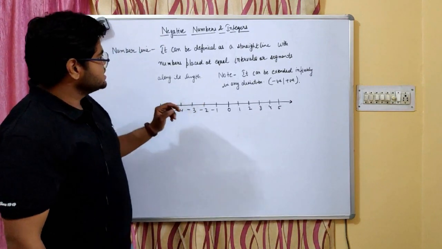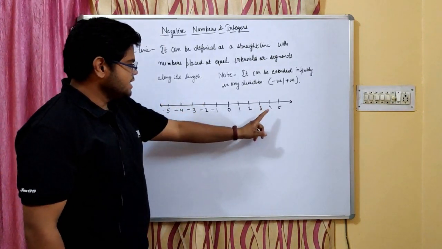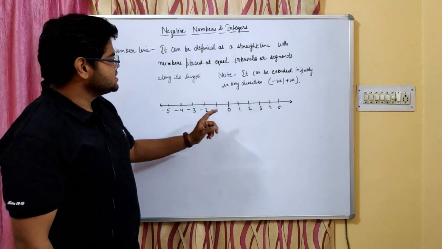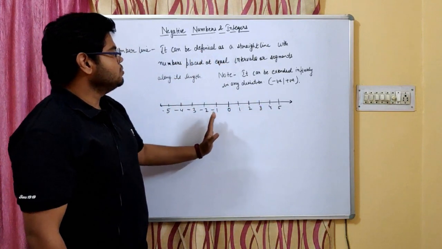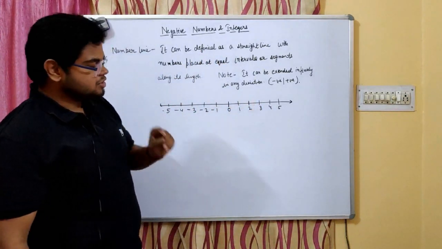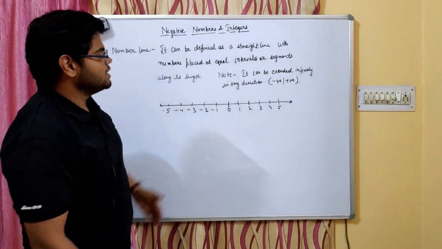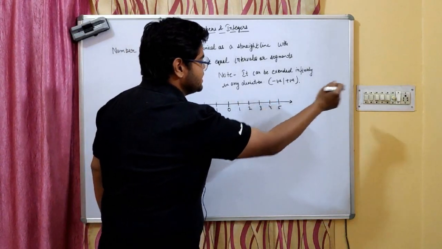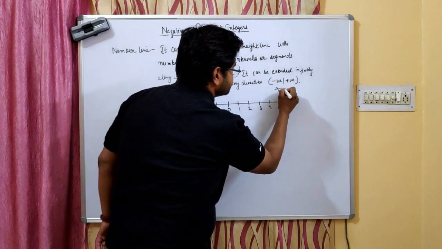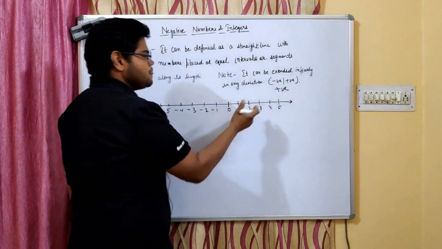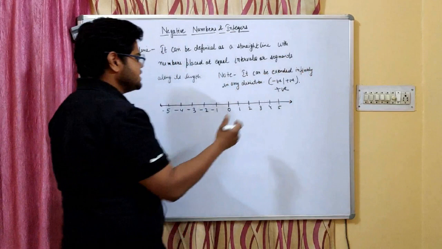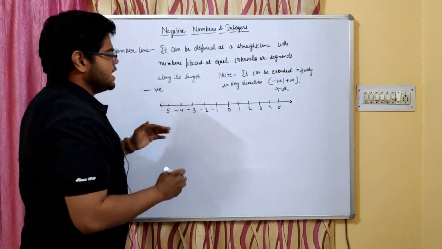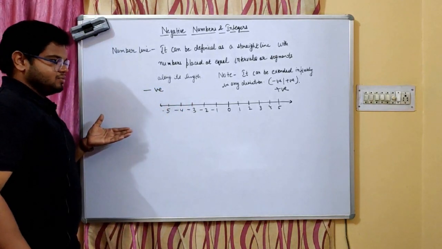So children, what is a number line? A number line is a straight line with numbers placed at equal intervals on both sides. And one more thing, children, it can be extended infinitely. That means this line can go towards 6, 7, 8, 9, 10, towards the positive side, and the numbers will continuously keep on increasing. And this side will be the negative side, and the numbers can increase on this side also.